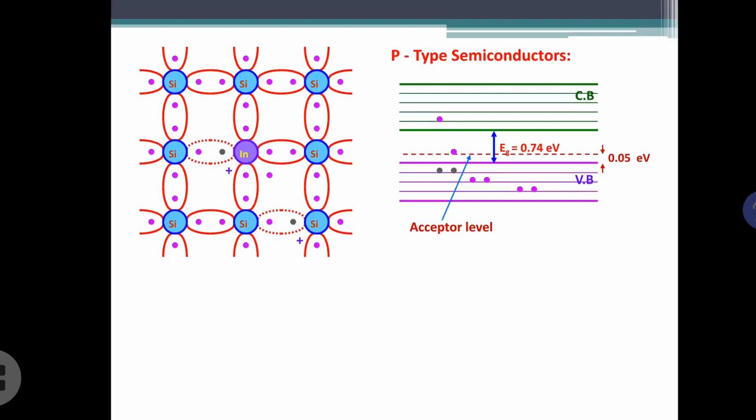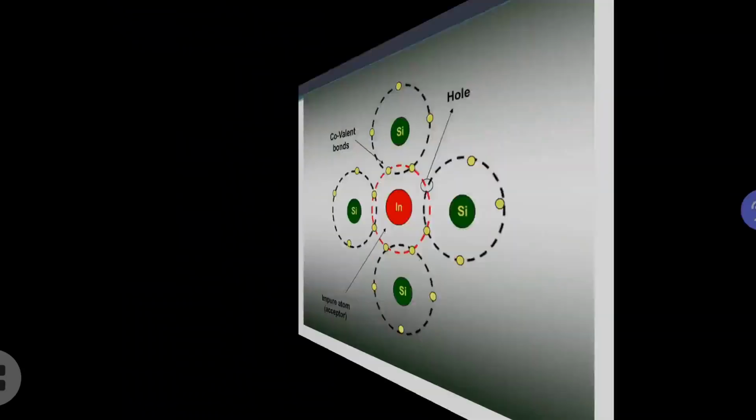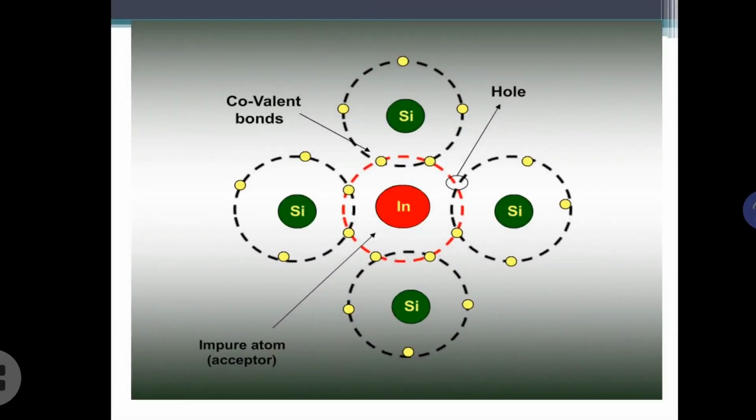So in a p-type semiconductor, as we expect, the majority of charge carriers will be holes, because the acceptor impurity is contributing a hole to the crystal. So there will be electrons present which are thermally generated and also holes, but additional holes are contributed by the impurity added. That is what is shown here, the case of the same silicon crystal doped with indium, where a hole has been created, or a vacancy of an electron has been shown.